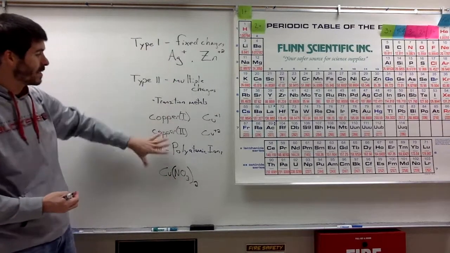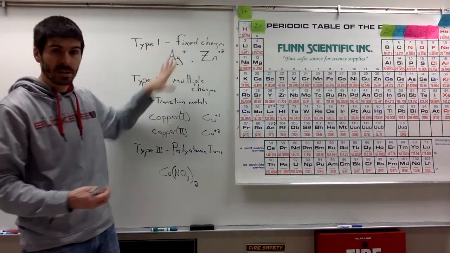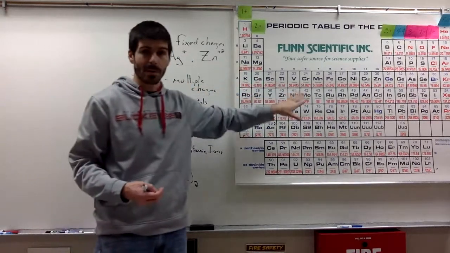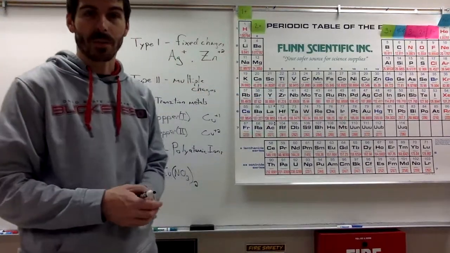Hopefully this helps you navigate these three different types a little bit, especially with the metals in these first two types. You can use the periodic table to help you figure out which version you have.